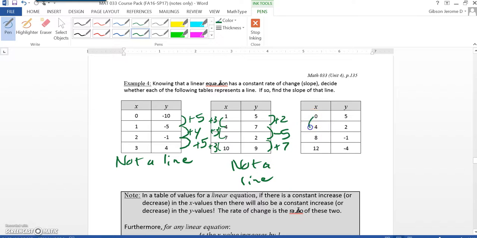Now we go here, 0 to 4 is plus 4. 4 to 8 is plus 4. And 8 to 12 is plus 4. So these are consistent. The x's are consistent, so the y's must be consistent as well.